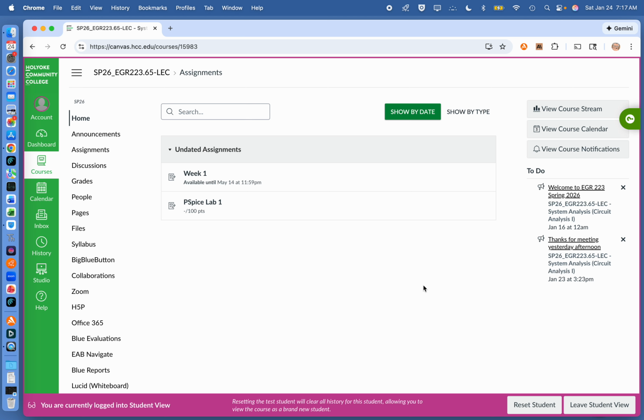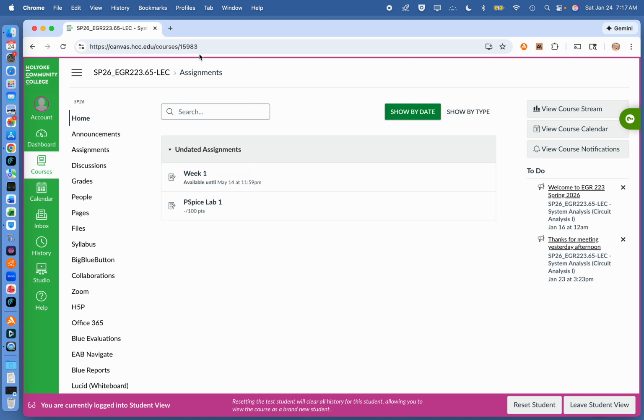I wanted to do a quick recording here to go over the syllabus and the way the course is set up in general. I was hoping to have done this on Thursday when we met, but as you know, we had problems with the projection system and internet access, which we'll get squared away for next week.